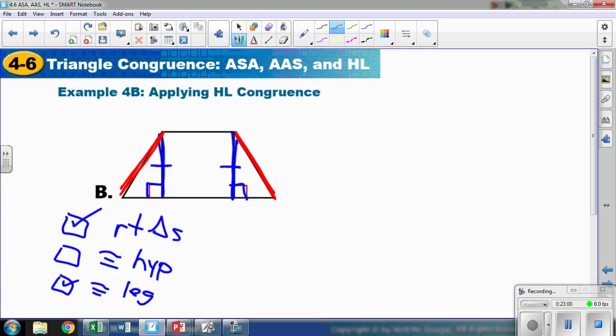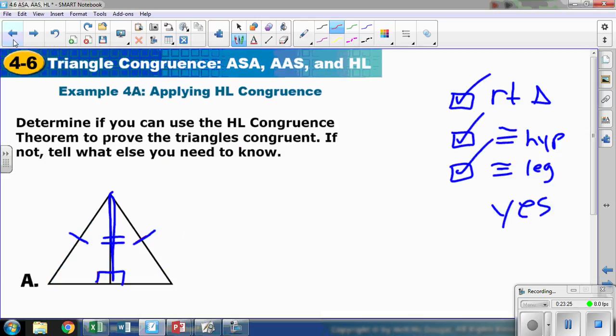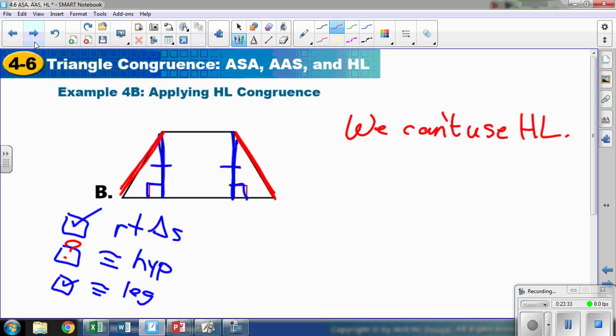And I'm seeing a whole lot of people shaking their head no. So we don't know. We don't know if they're congruent or not. There's nothing that says they're different. We just don't know. And so can we use hypotenuse leg? Nope. We can't use hypotenuse leg. And remember what the directions told us? If you can't use it, what else do you need to know? Well, what else do we need to know? What else haven't we finished with our checklist?